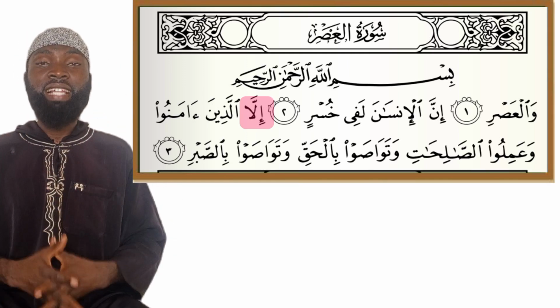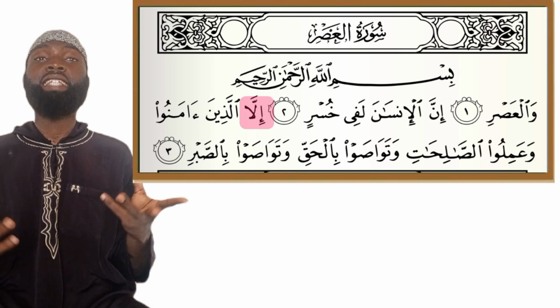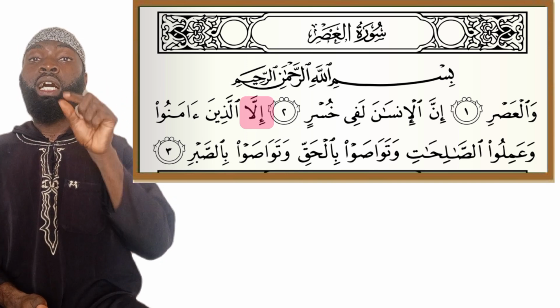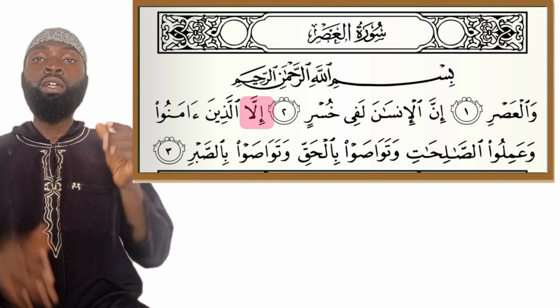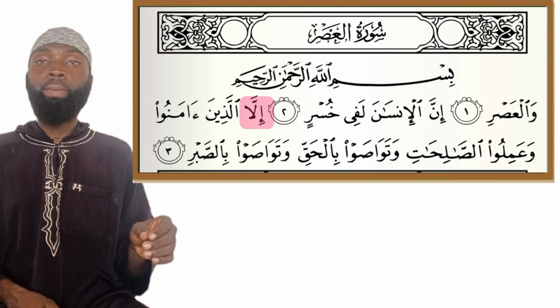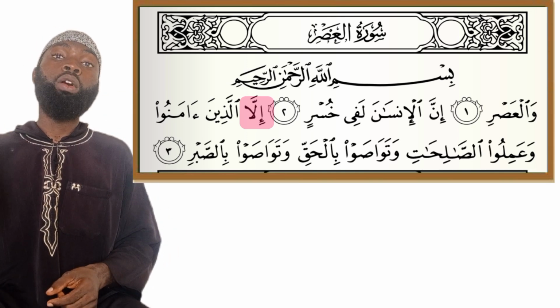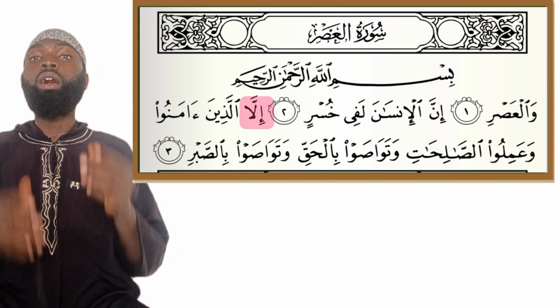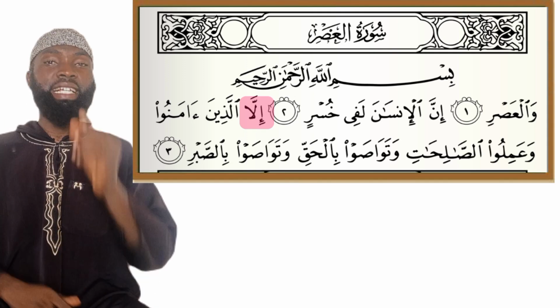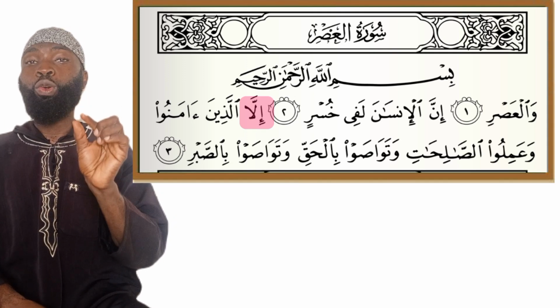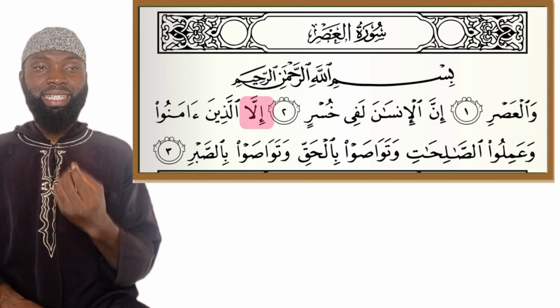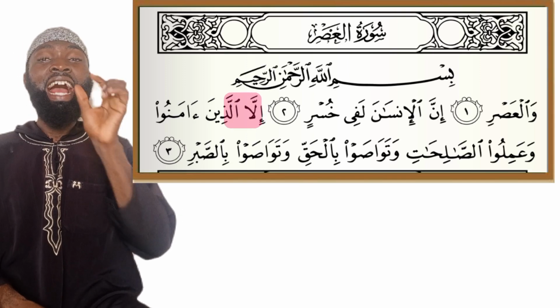I can use this illa in a lot of sentences, like when I say ja'a at-tullabu illa Muhammadan, all the students came except Muhammad. Or I say hadarat at-talibatu illa Fatima, all of the female students were present except for Fatima. So this is how you use illa. Illa means except. Then he says alladhina.